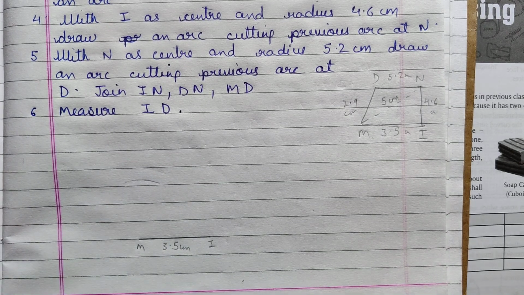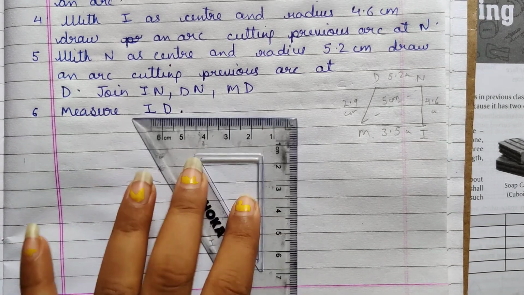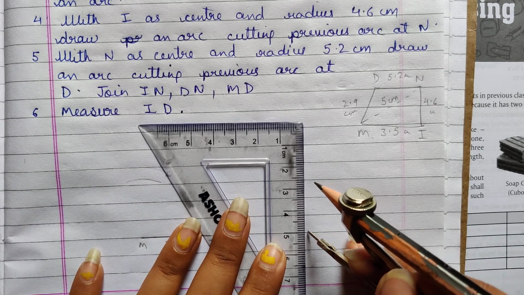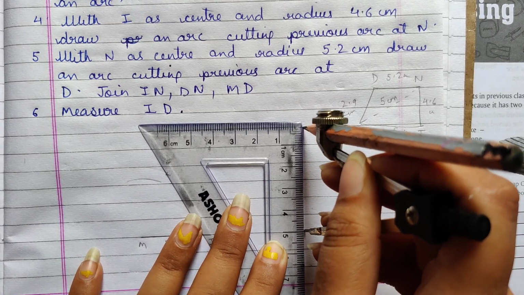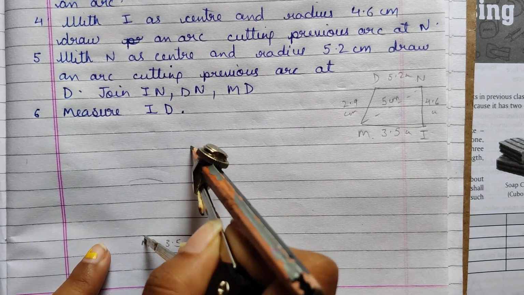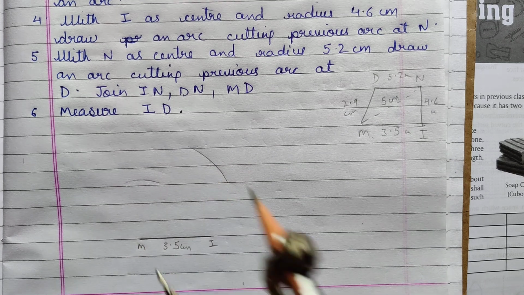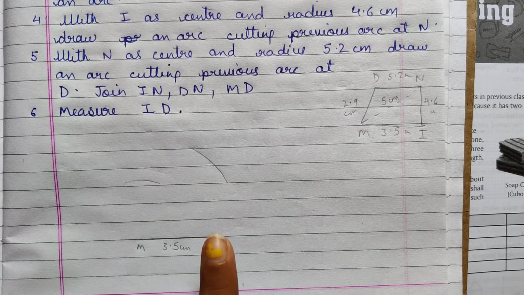Now again from M, as you can see, a diagonal is also going to N, MN, and the length of MN is 5 centimeter. So take a radius of 5 centimeter on the compass, and with M as center you draw an arc of 5 centimeter. So we have drawn both the arcs.